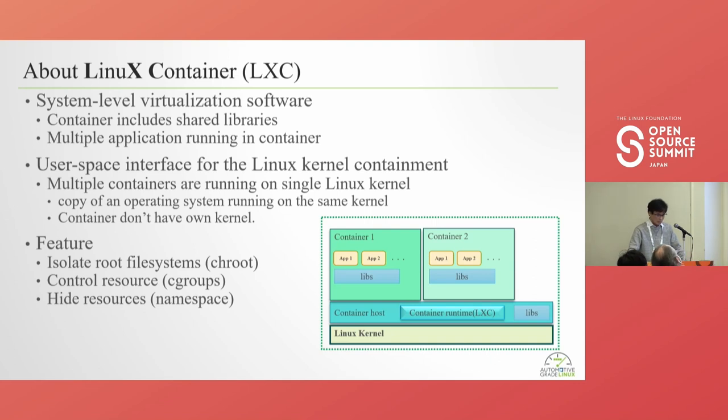LXC has features, and the main ones are here. Using chroot, it can isolate several root file systems. And cgroups is the main topic. LXC can control resources such as CPU or memory. And namespaces hide resources in another container, so that it is isolated and separated from the other systems.